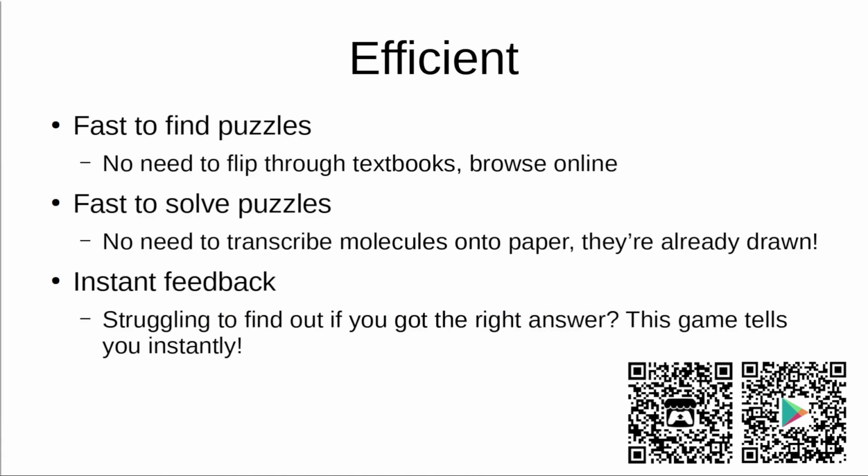Feature number 3 is efficiency. Finding practice problems often requires a large investment of time in non-practice activities. For example, you spend a lot of time actually even looking for problems to practice, either in a textbook or online. Looking for practice is not practicing. It's not an efficient use of practice time. In OCRA, puzzles are one click away, so you can get started fast and spend more time doing what you actually wanted to do, practicing.